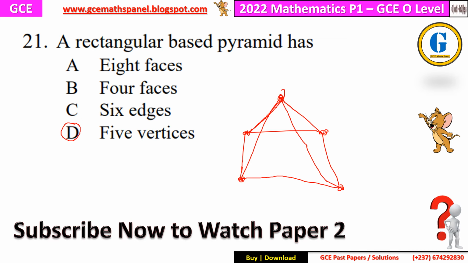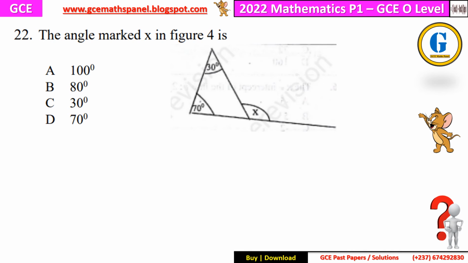Number 22. The angle marked X in figure 4 is. So this angle marked X, if you look at this shape very well, X should be equal to the sum of these two interior angles. This angle here should be equal to the sum of the other two angles, not this one here, the other two. So that gives us 70 plus 30, which is 100.